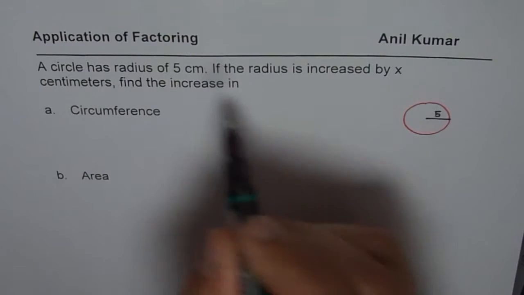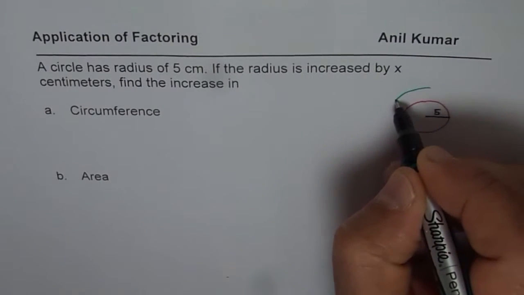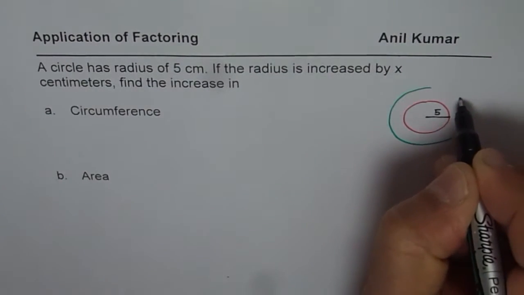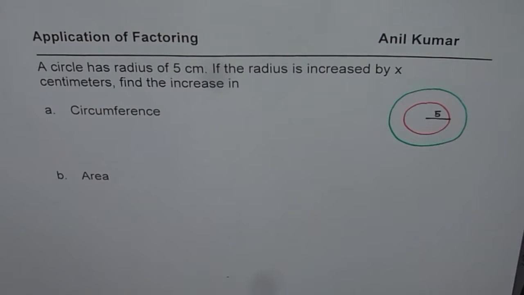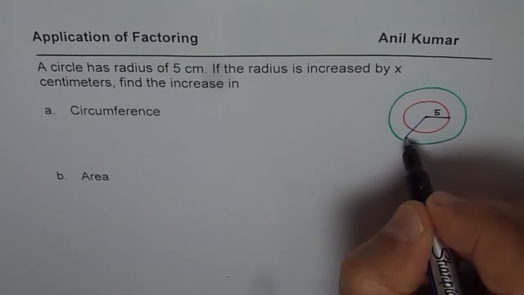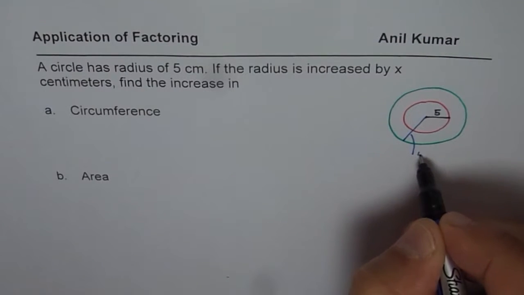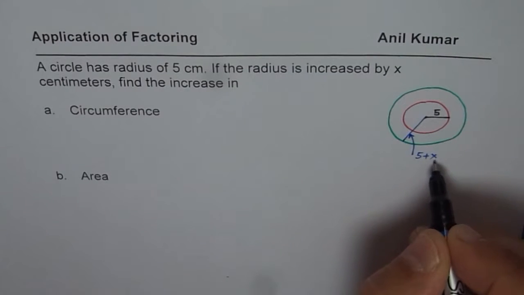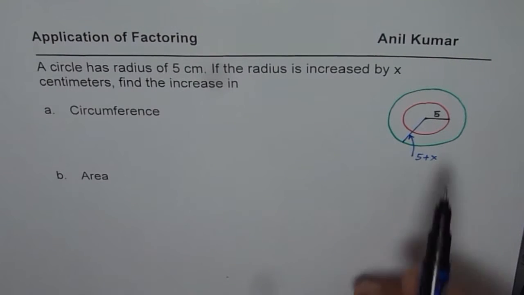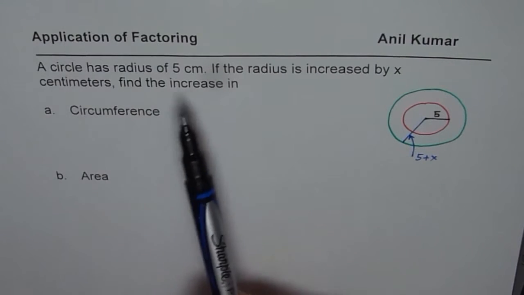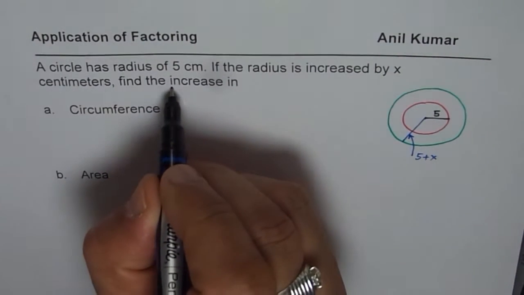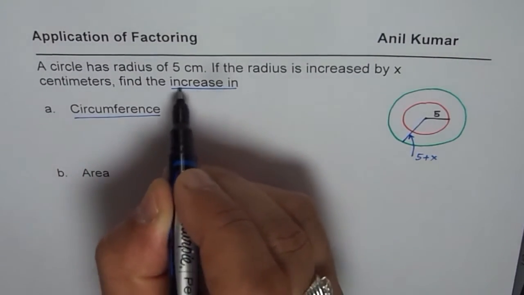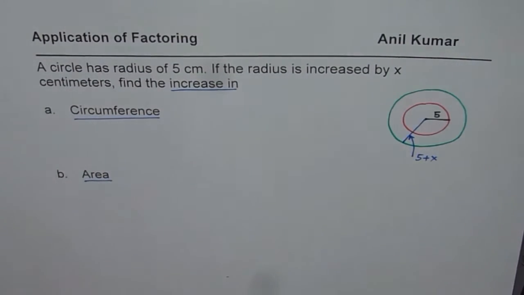Now what we do is we increase the radius by x. So let us say we have another circle which obviously has more area, but the radius of this bigger circle is now 5 plus x, right? So that is increased by x. The radius has been increased by x. What do we need to find? We need to find increase in circumference and increase in area. So change in circumference and change in area. I hope the concept is clear to you.